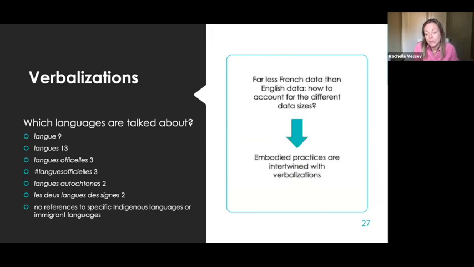But my argument is that there are two sides of the same coin, that embodied practices are intertwined with verbalizations. I could only know how language was being talked about in French because the frequencies were drowned out by the huge amount of English data if I had access to the fact that we had different embodied practices there.